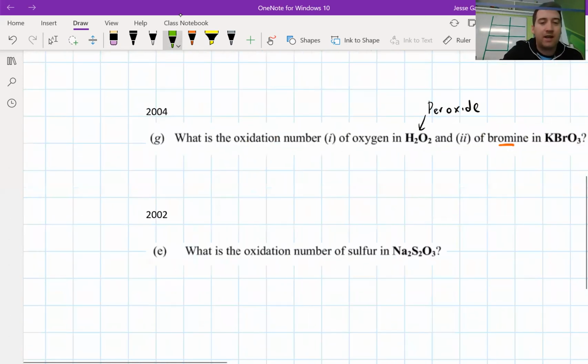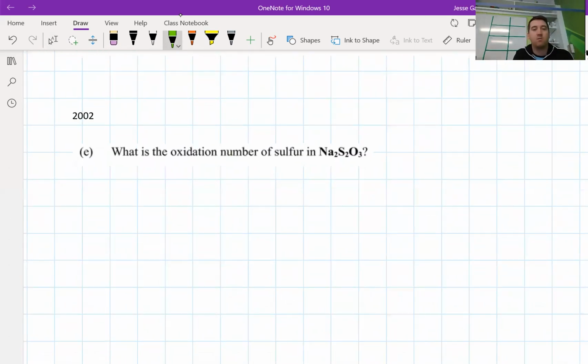Okay, the last one for now is: what is the oxidation number of sulfur in Na2S2O3? So let's go ahead and write that down. There is only one part. This is 2002, it was part E of question 4. Na2S2O3. Right, so I'll get you to pause the video and have a go at this. Okay, you may be confused. I'm going to go ahead and work this out.